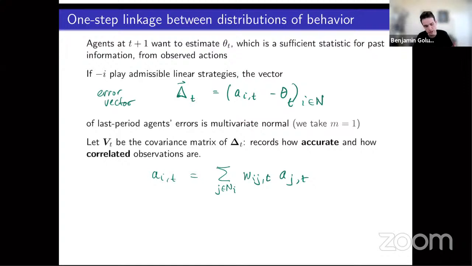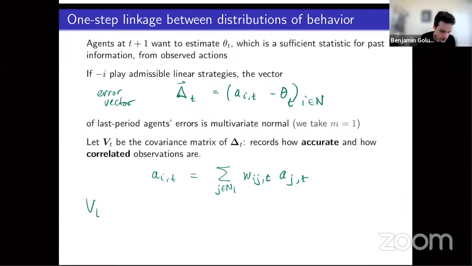For example, if Krishna is always very precise and I know his error has a really small variance, then all else equal I'll want to put a lot more weight on him than on someone whose actions tend to have a high variance. Correlations will also matter. If Krishna and Kevin are telling me the same thing, and their actions are very closely correlated, I shouldn't give them twice the weight. I shouldn't treat them as if they were independent.